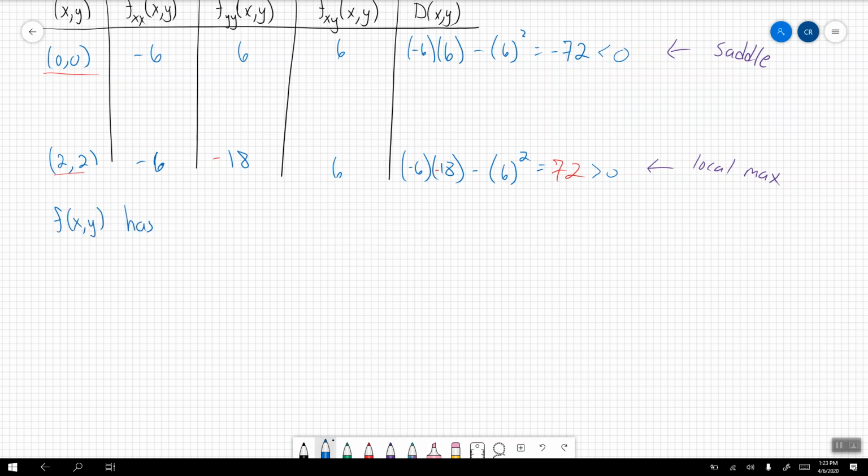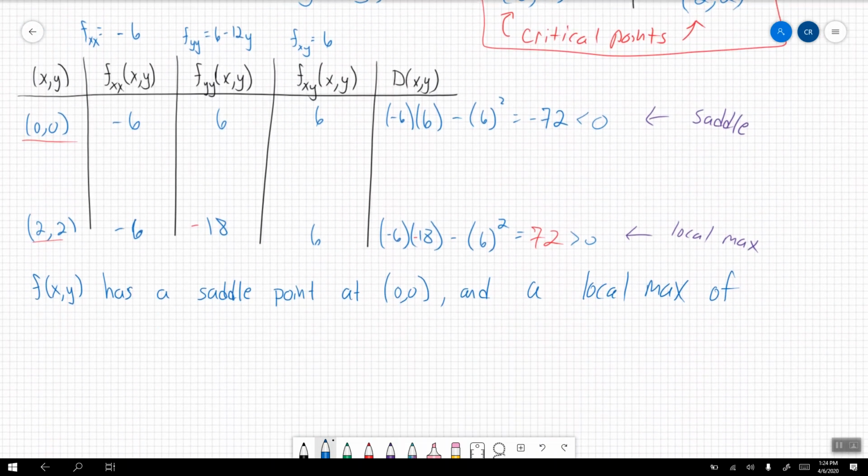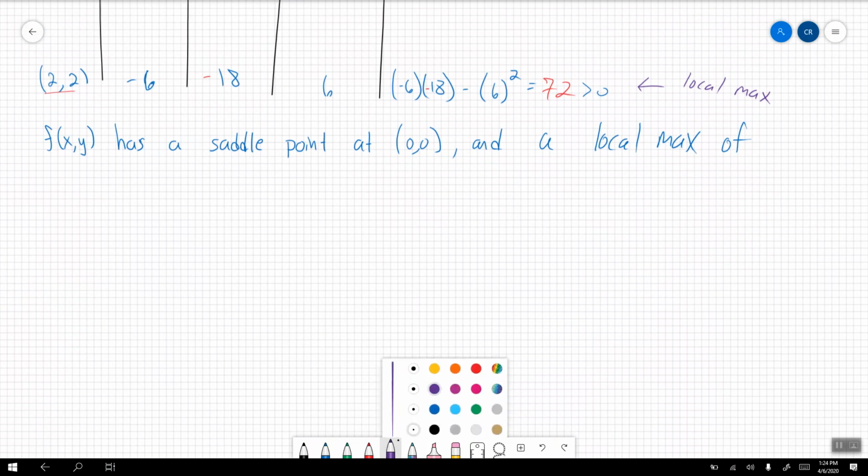F of x has a saddle point at 0, 0 and a local max of, and I need to write down what is that number that produces that local maximum. In order to find out what number is that local maximum, we need the actual function. We need to evaluate the actual function at the given point. So in order for me to finish summarizing this, I need to figure out what is that value.